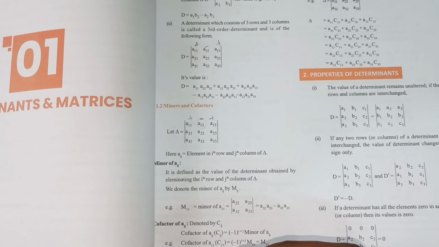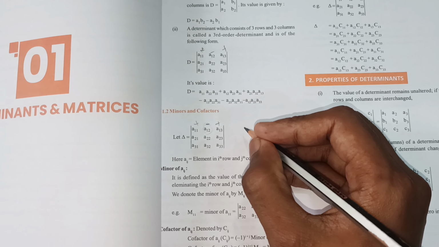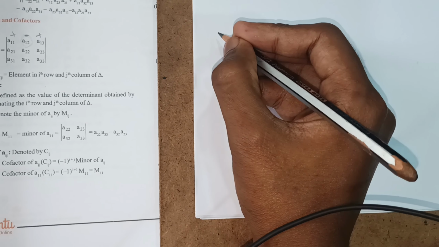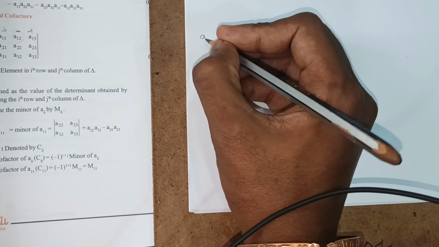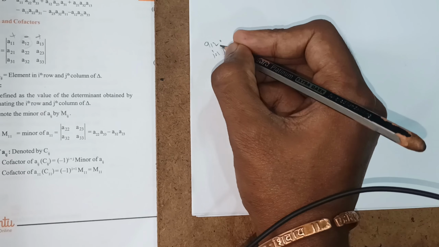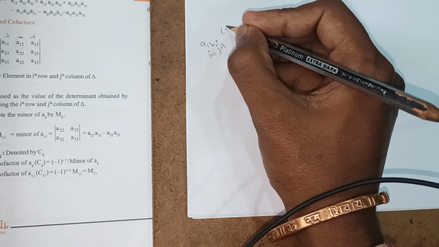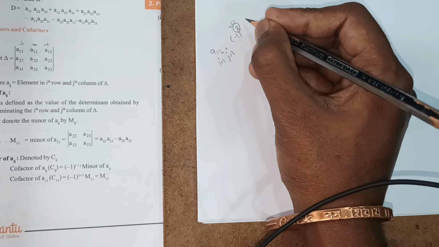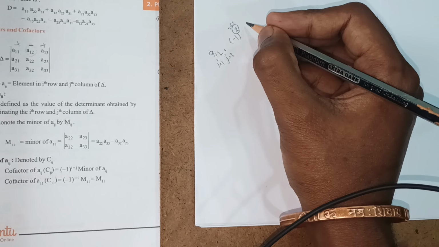So next, I am doing it here. See, A12: Aij with i equal to 1, j equal to 2. So minus 1 whole power 3, since 1 plus 2 equals 3, times the minor of A12.